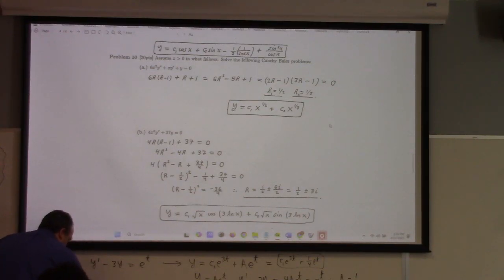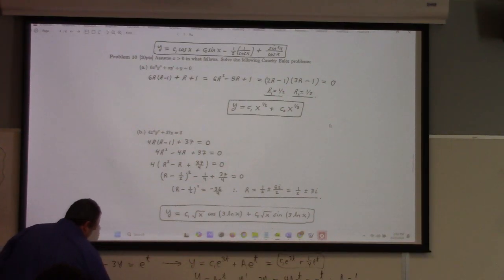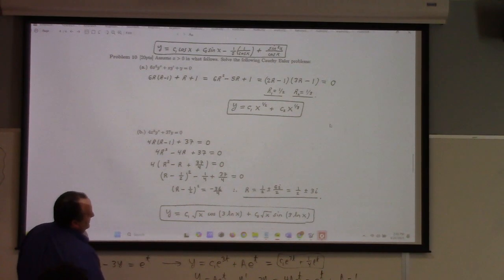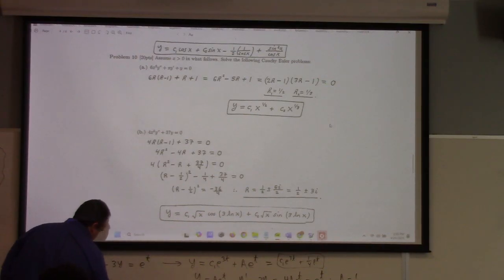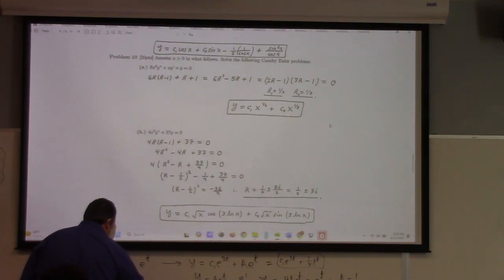It works out to cosine beta x plus, I'm an idiot. We had x to the i beta, right? Excuse me, I'll get it eventually. x to the i beta gives us, as it turns out, cosine of beta times the natural log of x plus i times the sine of beta times the natural log of x. There we go. That's what I'm supposed to do here.